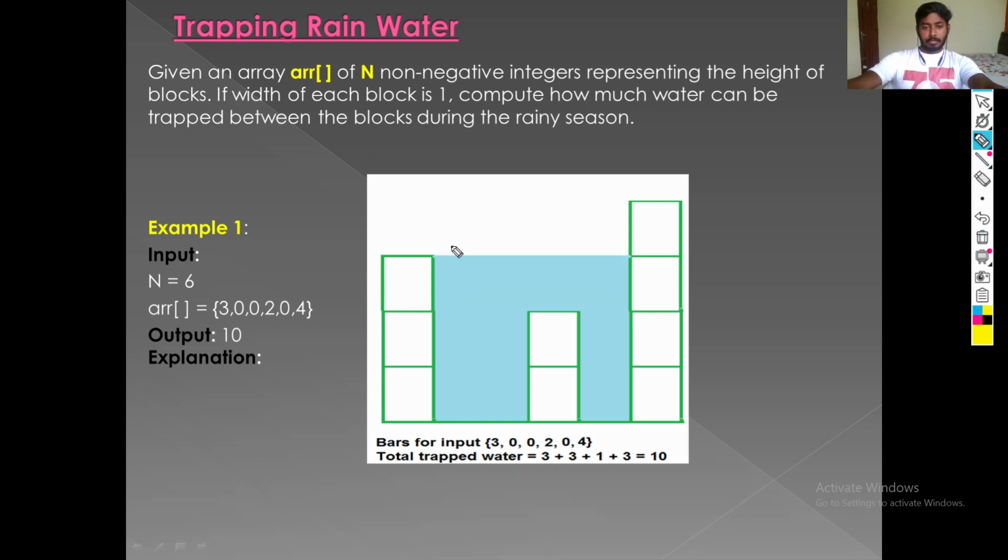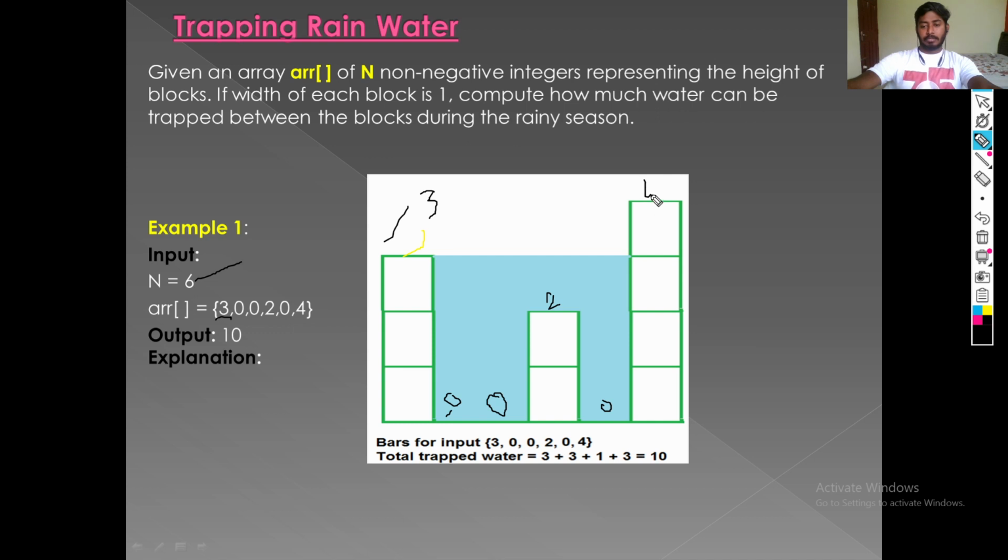This particular block has the length of 3. This is the list given over here, right? This is the length of the list, the number of elements present in the list. This particular block contains a height of 3. This particular block contains a height of 0. This particular block is also 0. This one is 2, and this one is 0, and this one is 4.